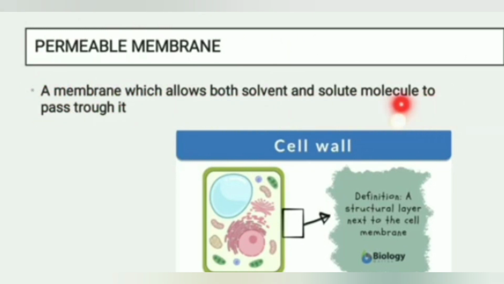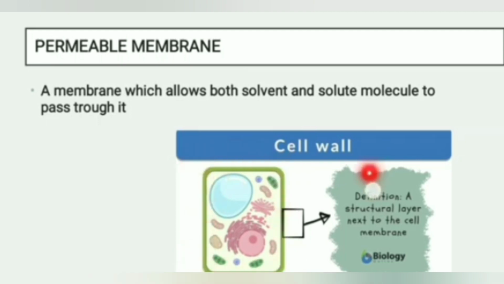There are different kinds of membrane which are found in the plant body. Number 1, the permeable membrane. A membrane that allows both solute and solvent molecules to pass through them is called a permeable membrane. Solute as well as solvent molecules can pass through it. For example, cell wall, muslin cloth, etc.